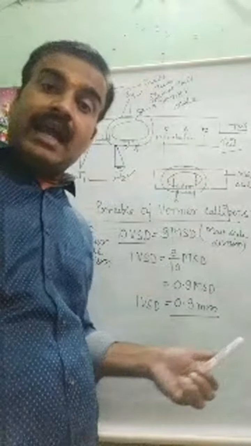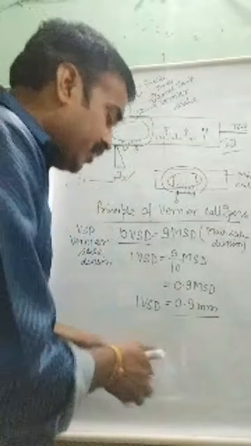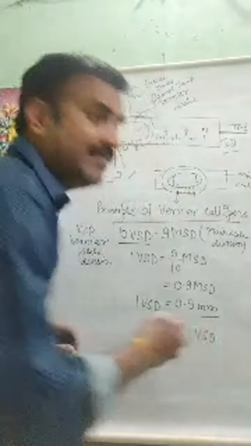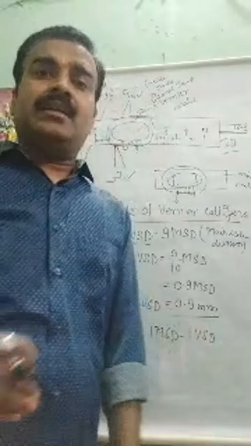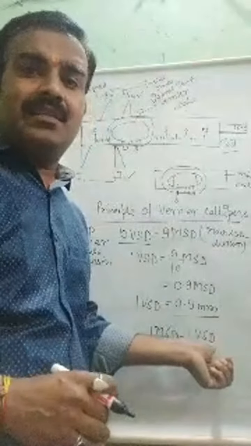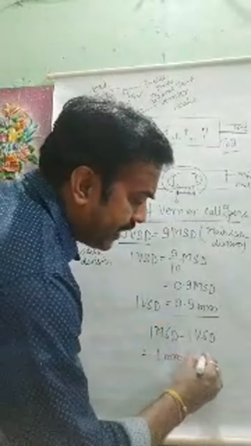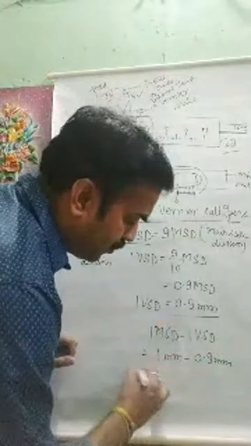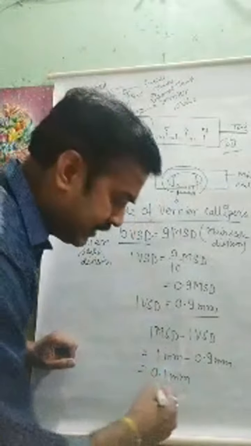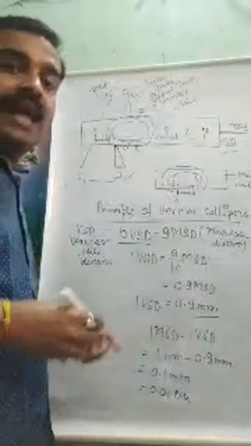Okay, that means if we want to find the difference between 1 main scale division and 1 Vernier scale division, it will be equal to 1 millimeter minus 0.9 millimeter. So you can write 0.1 millimeter, or we can write 0.01 centimeter.